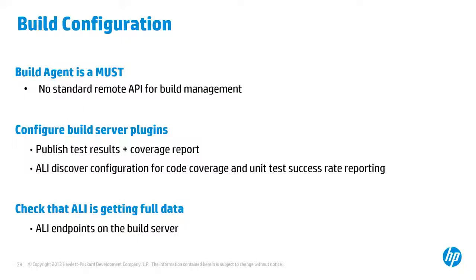Specifically about build configuration, as I said, the build agent is an absolute must. If you need to see information about the builds in your ALM server, you must install the ALI build agent into your build server. For Jenkins and Hudson, it is implemented as a standard Jenkins Hudson plugin. Very easy to install.